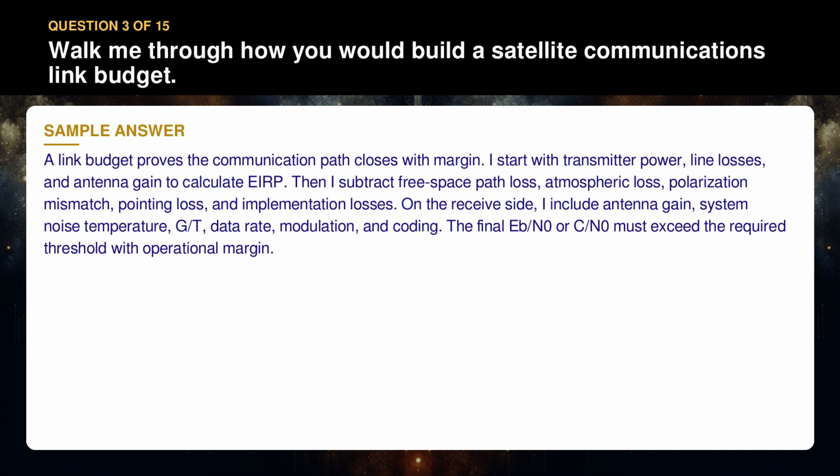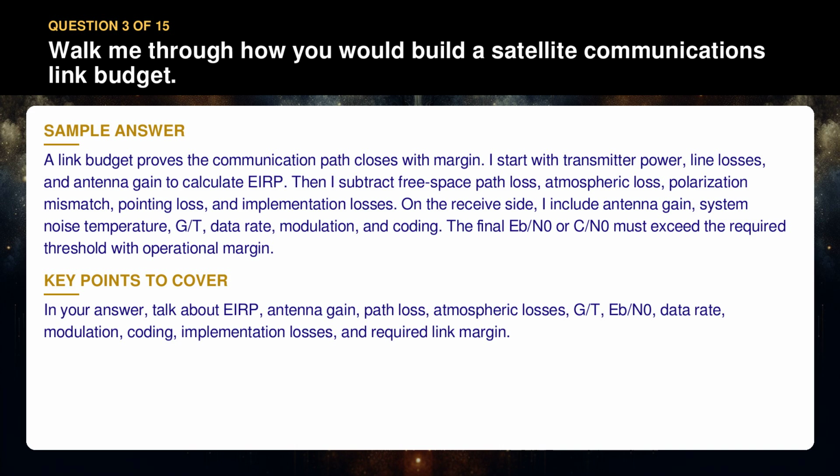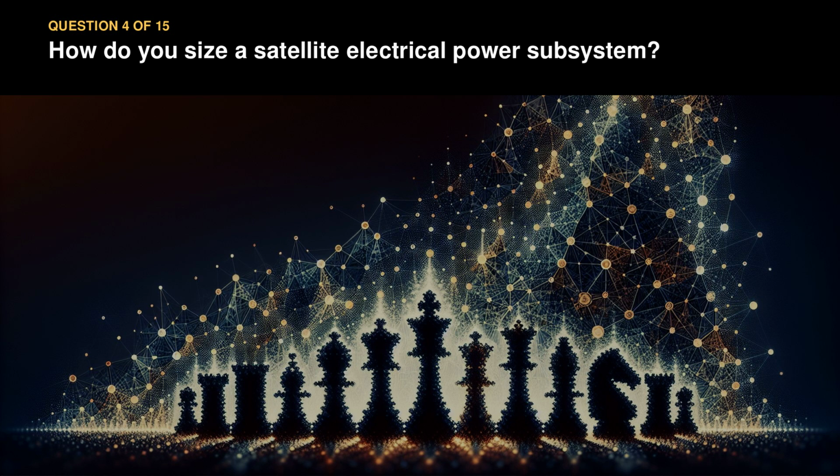On the receive side, I include antenna gain, system noise temperature, G/T, data rate, modulation, and coding. The final Eb/N0 or C/N0 must exceed the required threshold with operational margin. In your answer, talk about EIRP, antenna gain, path loss, atmospheric losses, G/T, Eb/N0, data rate, modulation, coding, implementation losses, and required link margin.